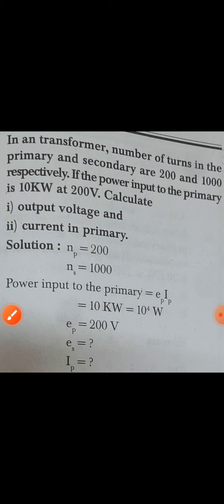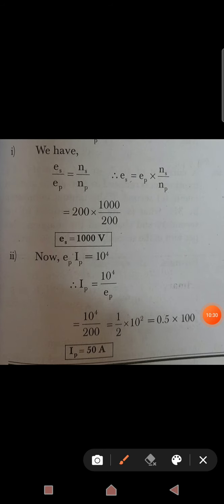Now we'll move to the solution of this question. Here we can use the formula ES upon EP is equal to NS upon NP. In the theoretical part, I have told you that NS upon NP is nothing but the turns ratio, right? So ES is equal to EP multiplied by NS upon NP. What is the value of EP, the EMF of the primary? 200 multiplied by 1000 upon 200.